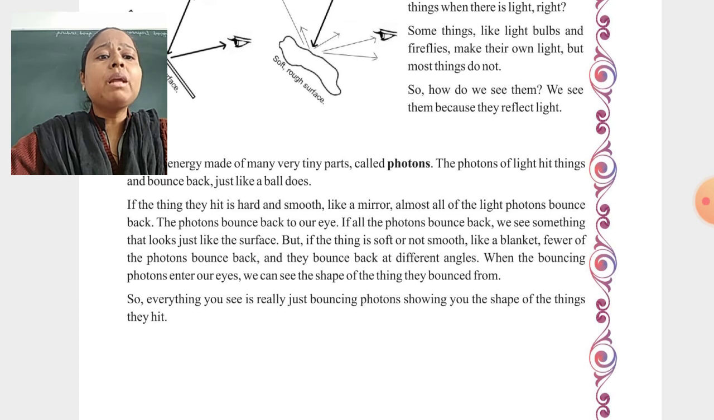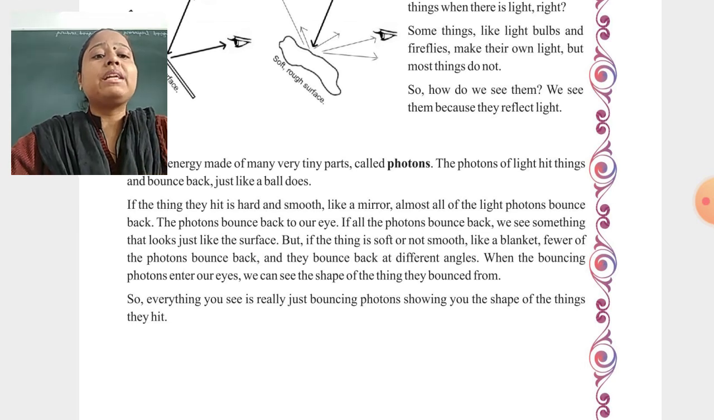But if the thing is soft or not smooth, like a blanket, fewer of the photons bounce back, and they bounce back at a different angle. Suppose the thing is soft, like a blanket, the example given here, not smooth. So not all the photons, not all the tiny particles, will bounce back. Only a few photons will bounce back, and they are also at different angles.